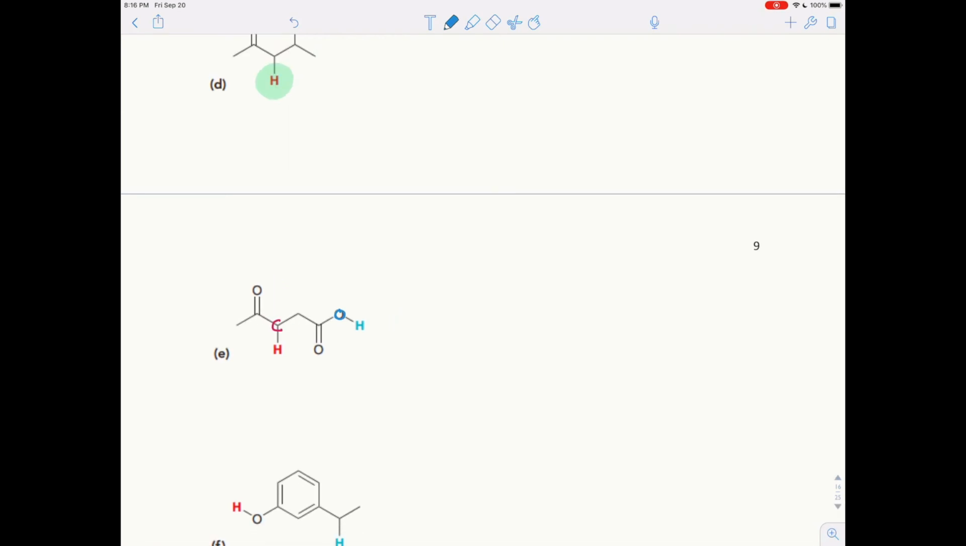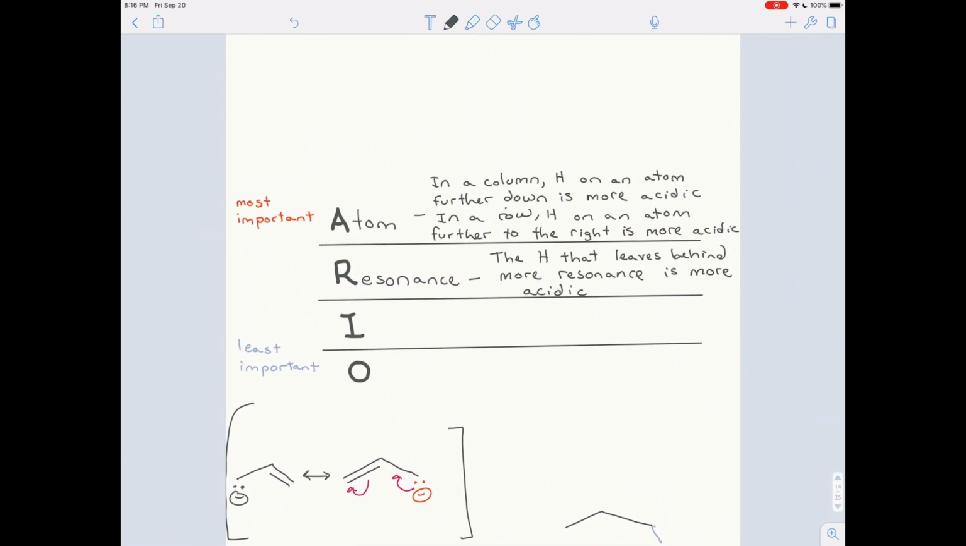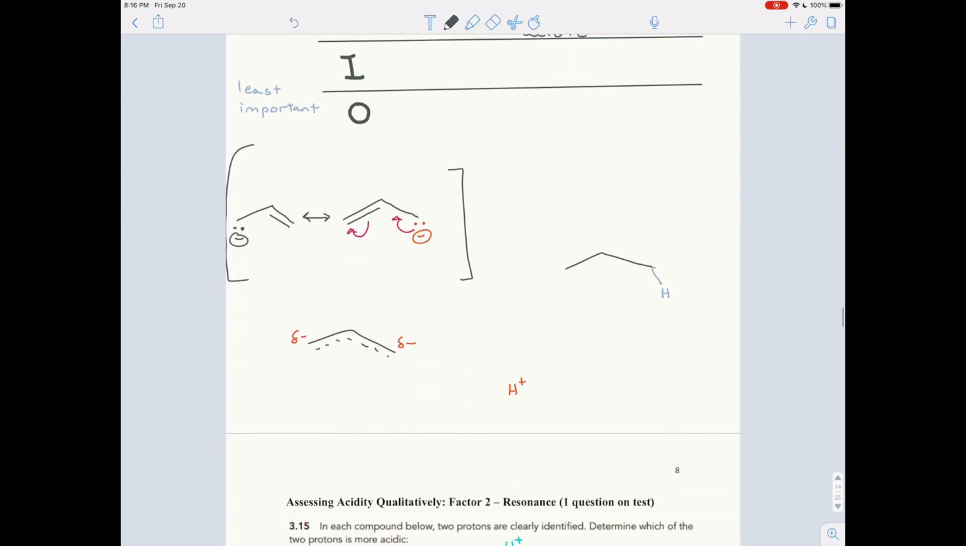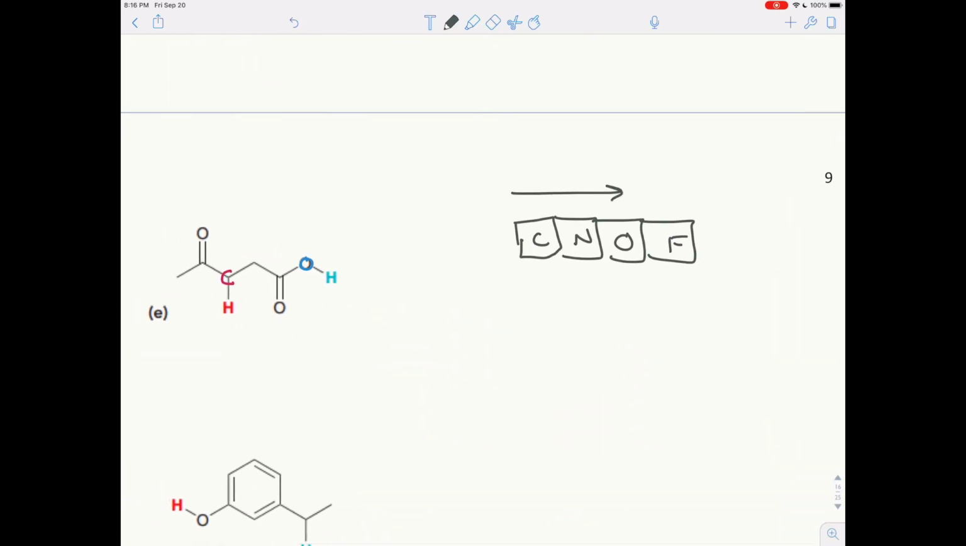Carbon and oxygen are in the same row of the periodic table, row 2. So you'd have carbon, and then there's nitrogen, and then there's oxygen, and then there's fluorine, sort of in the top right of the periodic table. So they're in the same row, and our rule for an atom was, in a row, hydrogen on an atom further to the right is more acidic. So here, the oxygen is further to the right, and so the hydrogen on the oxygen is more acidic.